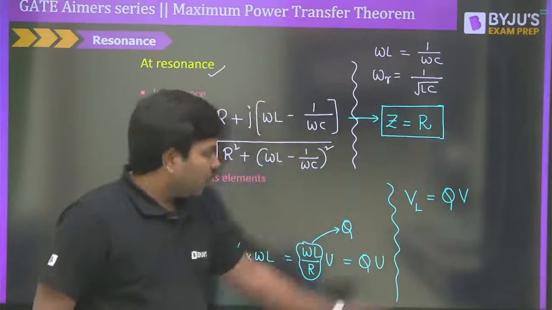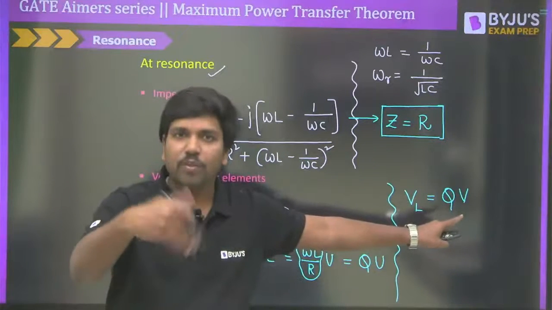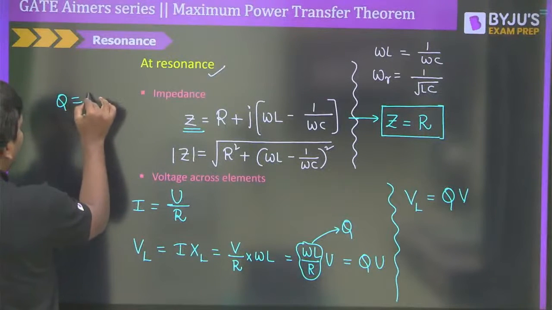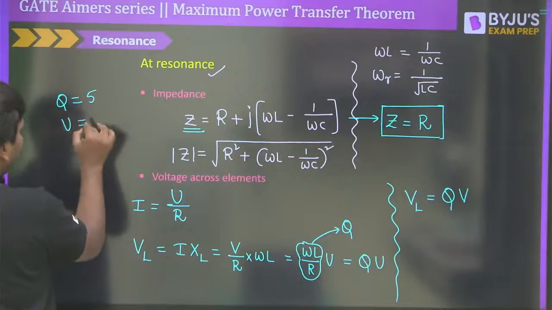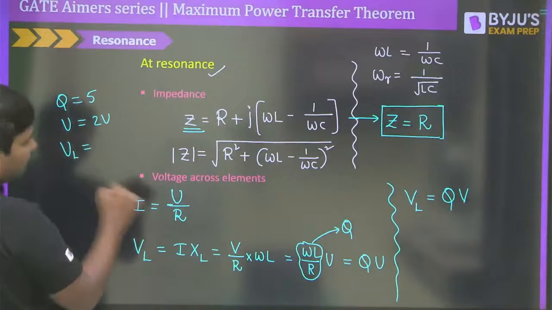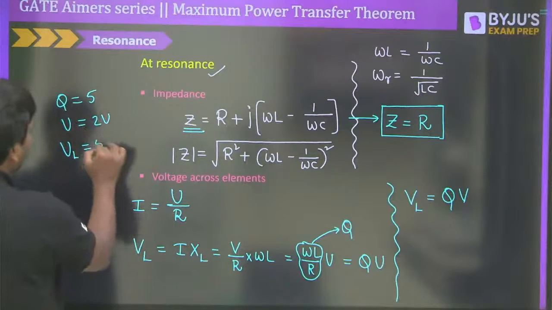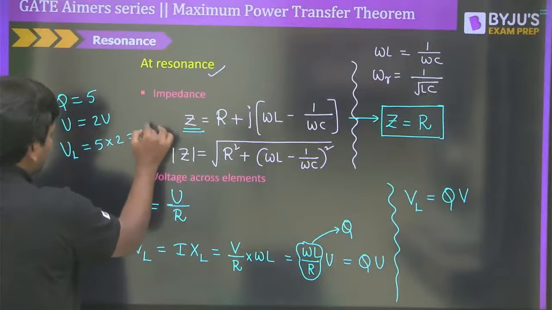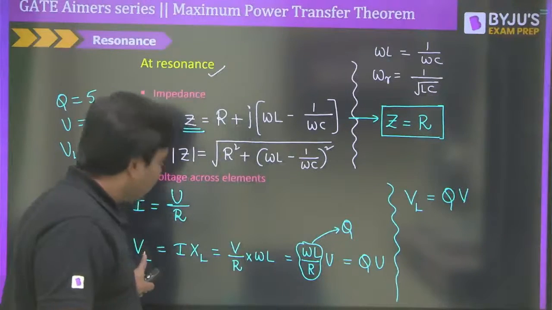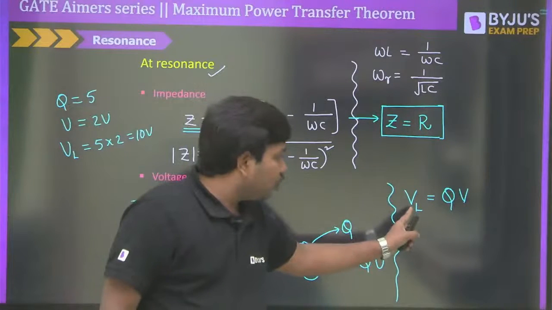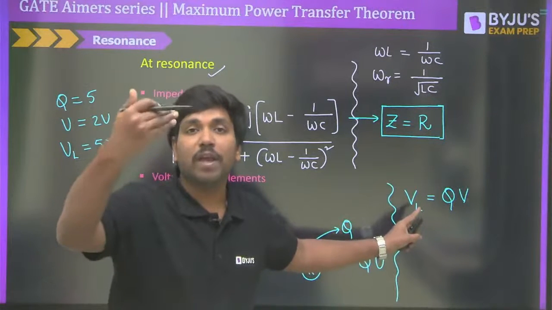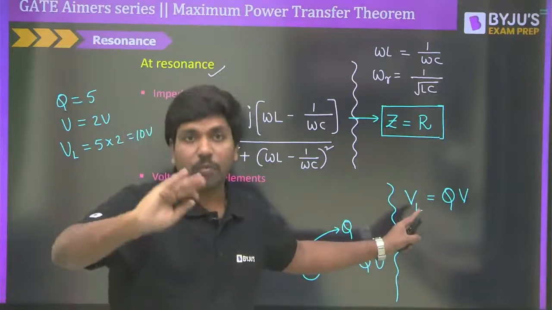That means Q is usually more than 1. Suppose I say Q is equal to 5 and the supplied voltage amplitude is 2 volts, right? Then what is the voltage across the inductor? The voltage across the inductor would be 5 into 2, that is equal to 10 volts. This is the magnitude. I am not looking at the phase. I am only considering the magnitude. That means the magnitude of the voltage across the inductor is Q times the magnitude of the voltage applied.